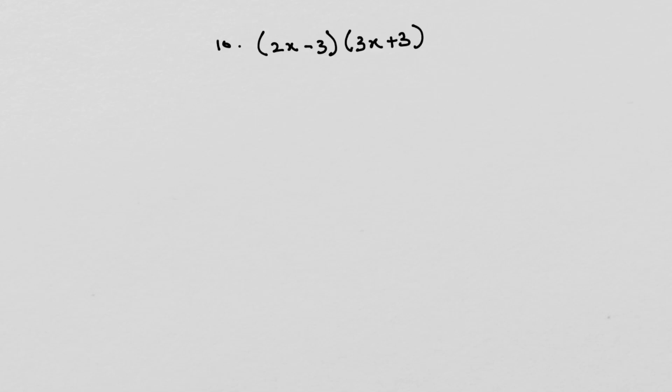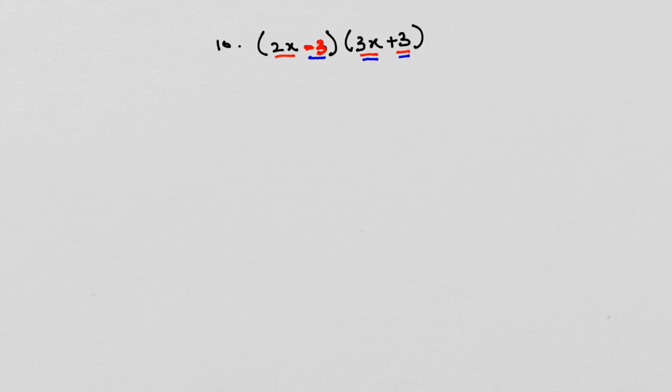Question 10. We are multiplying the polynomial 2x minus 3 by the polynomial 3x plus 3. You have to multiply each term in the second polynomial by the terms in the first polynomial. So the 2x will multiply the 3x. Then it will multiply the 3. Next, the negative 3 will multiply the 3x and then the 3. Please note that when you have a minus, you will use it as the sign of the number following it when multiplying. That's why we have negative 3.